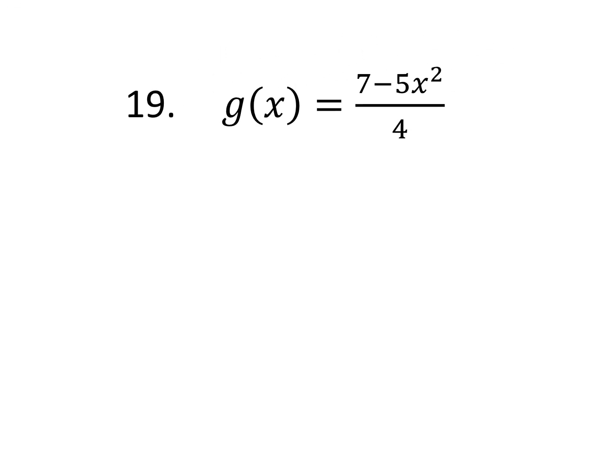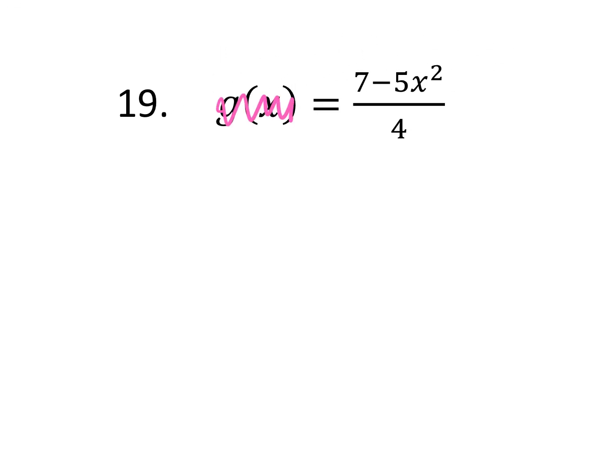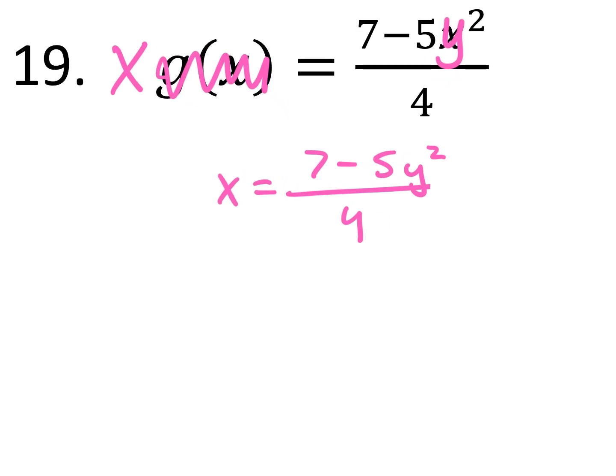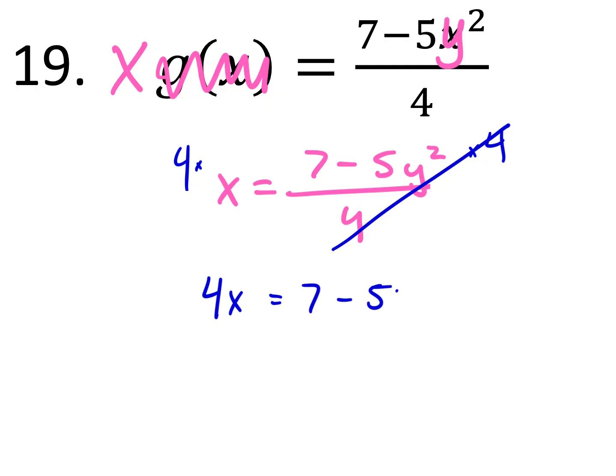Let's do 19. So let's switch the x and y. So g of x is a fancy way of saying y. That's going to become our x, and x is going to become y. So we have x equals 7 minus 5y squared over 4. Now we want to undo everything on the right side of the equation. So what should we do first? Multiply by 4. Since 4 is being divided, we do the opposite. We're going to multiply both sides by 4. So it'll cancel out here. So we have 4x equals 7 minus 5y squared.